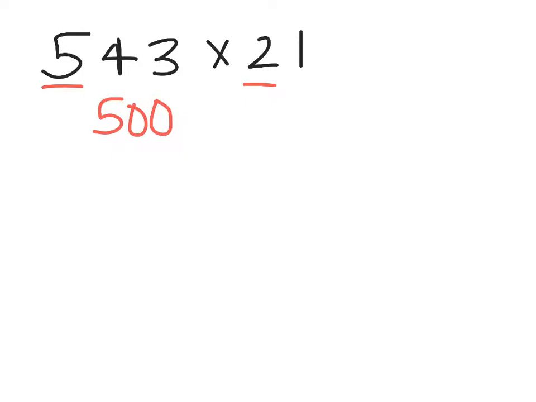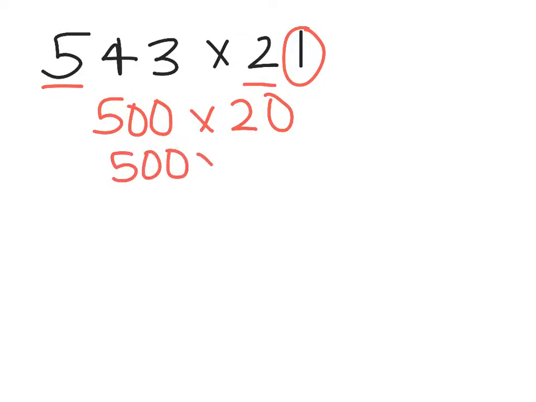And I'm going to make this 20 because that's an easier number to work with. So we have 500 times 20. We're ignoring the 43 and we're ignoring the 1 for this problem. Now, we have to account for this other place value here with the 500. So I'm going to do 500 times 1 to get this 1 into the problem.